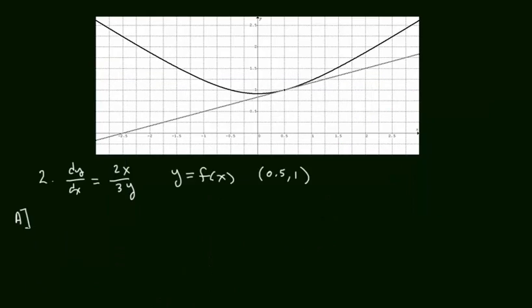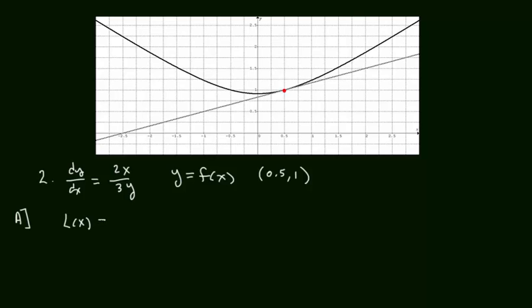Example 2, dy dx is 2x over 3y. Y equals f of x is the solution function that passes through the point 0.5, 1. Part A wants the linear approximation centered at 0.5, 1 and wants to use that to approximate f of 1.5.